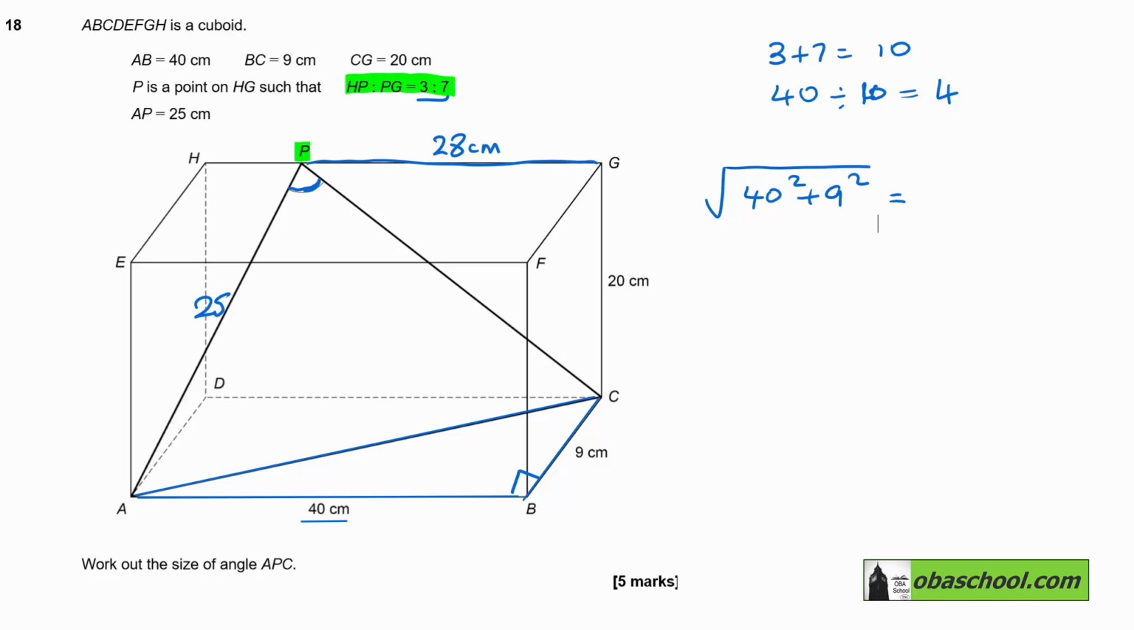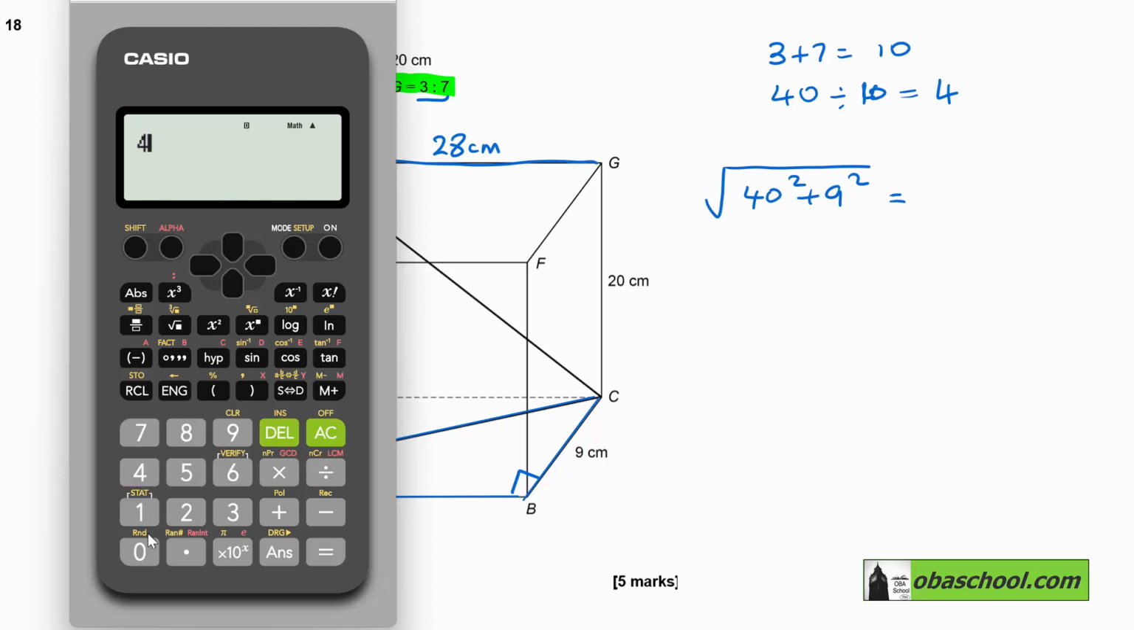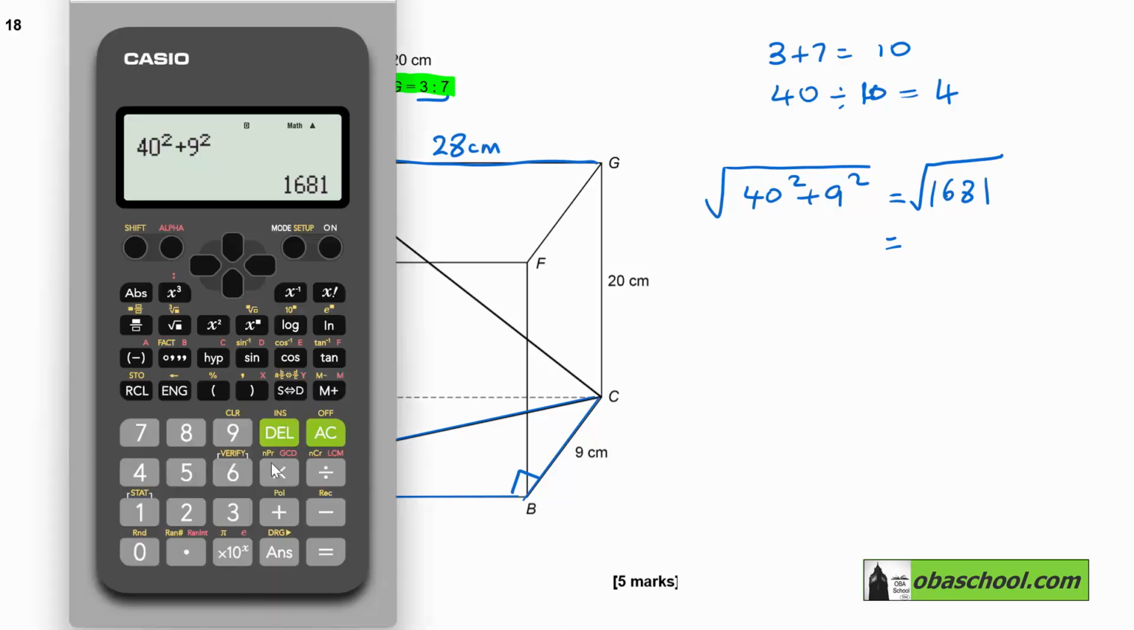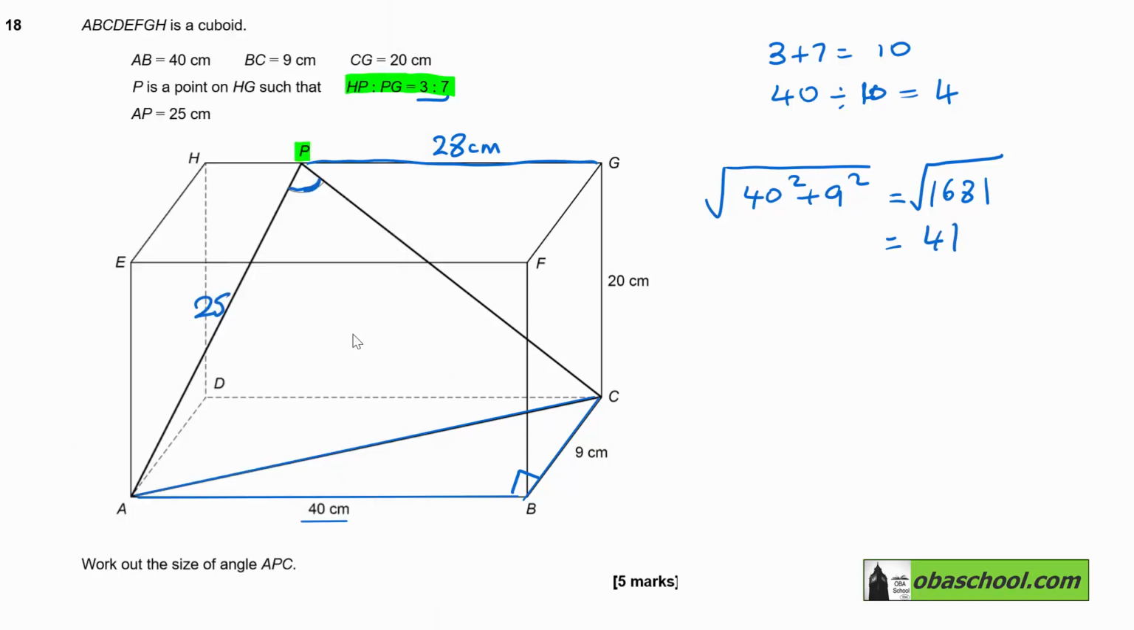So let's think about 40 squared plus 9 squared. That's 1,681. And let's just see, sorry, the square root of 1,681. Let's just see if that comes to a nice number. So we have square root 1681. And indeed, it is 41. So we know that this length is 41.